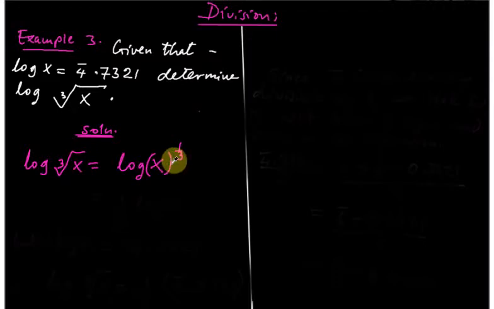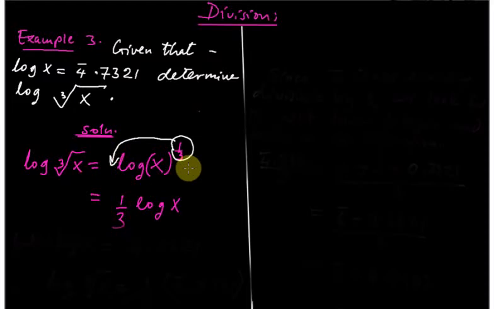Next, if we apply the law of power here, the law of power tells us that we will drop this power. That's what we did here. It equals 1 over 3 logarithm of x.